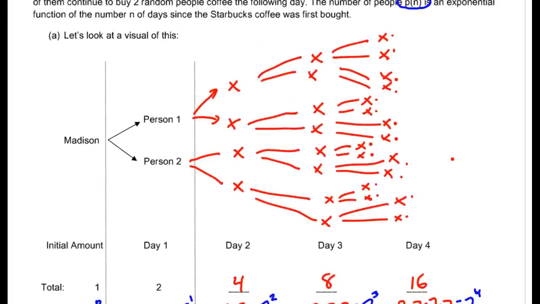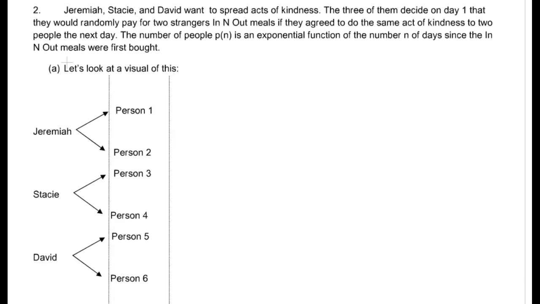All right, so let's just do a few more. The next one is very similar. So Jeremiah, Stacy, David want to spread acts of kindness again. 3 of them decide on day 1 that they randomly pay for 2 strangers' In-N-Out meals. They agreed to do the same act of kindness for 2 people the next day. So the number of people, P of n, is an exponential function because it's basically doubling. So what would this look like?